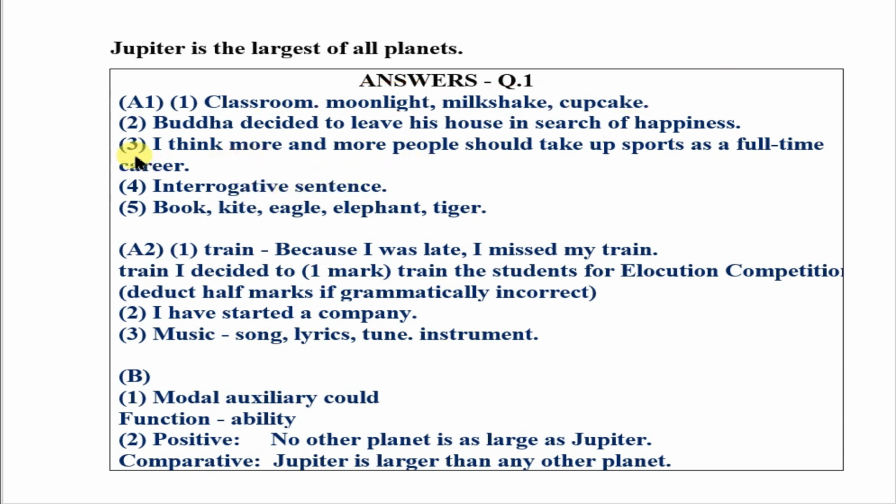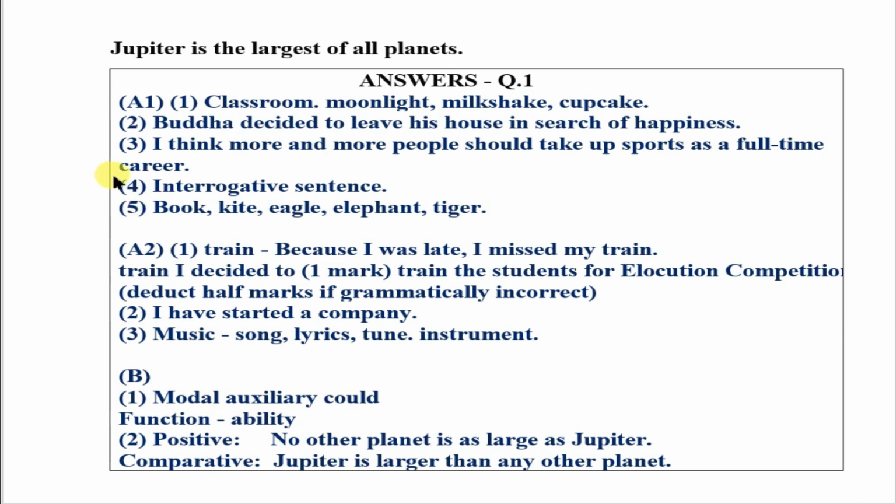For the next activity, you have to use the phrase in search of. The sentence is given as an answer like this: Buddha decided to leave his house in search of happiness. Next activity was to find the error in the given sentence. The error is here. It was 'things', but the right sentence is 'I think', not 'things'. I think more and more people should take up sports as a full-time career.